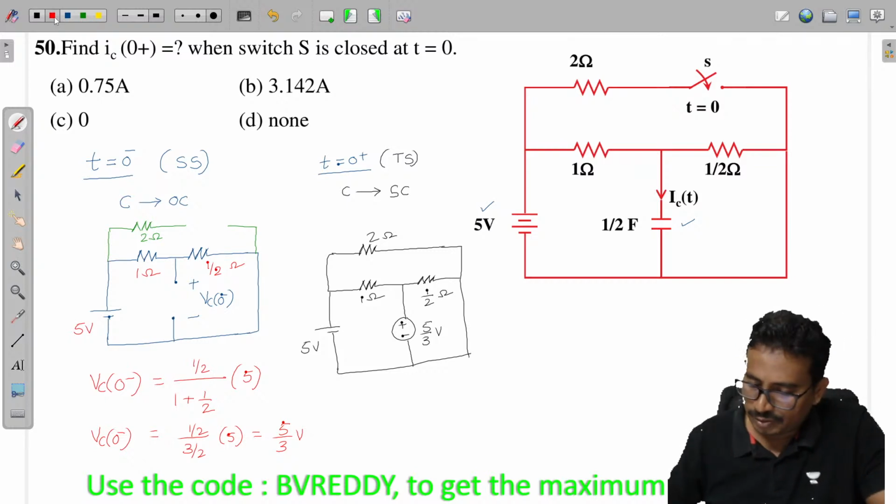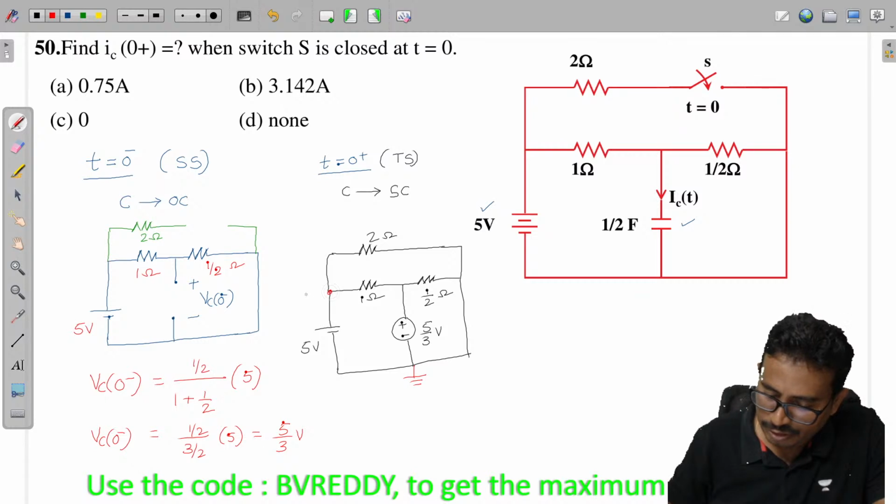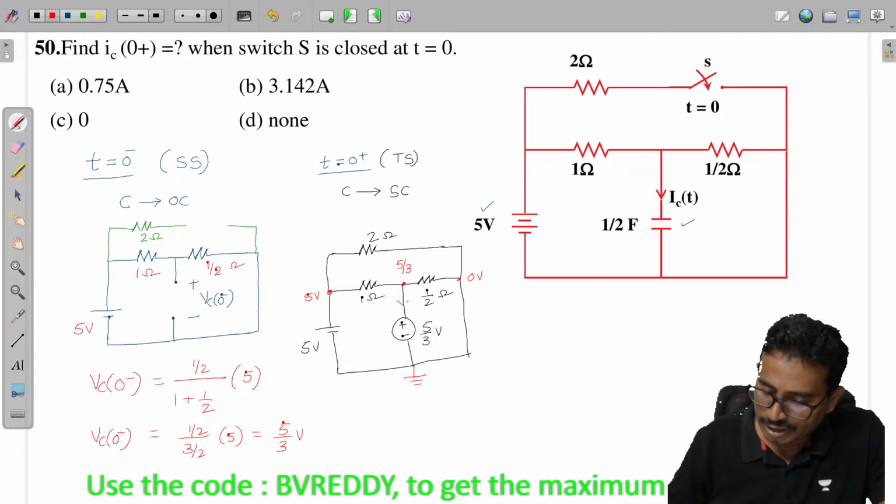Now you tell me now here. So this is my ground now here. So that means this voltage we can say 5 volts, and this voltage is equal to 0 volts, and this voltage is equal to 5 by 3. Right. I need this current. Now if I call this current I1, can I get this I1 value, and this current I am calling I2.